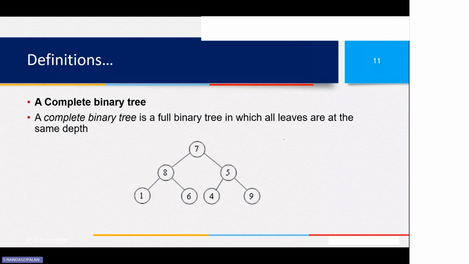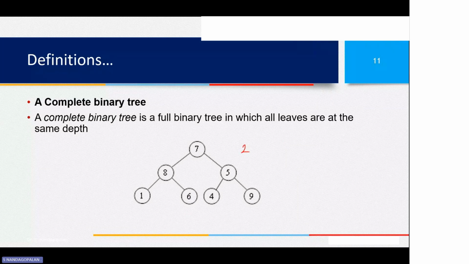Some of the other definitions people also talk about in terms of trees: the complete binary tree, where every node except the leaf nodes should have both left and right child. That means internal nodes cannot be missing. So that's why it's called a complete binary tree. So it becomes very easy to attach some properties to this.